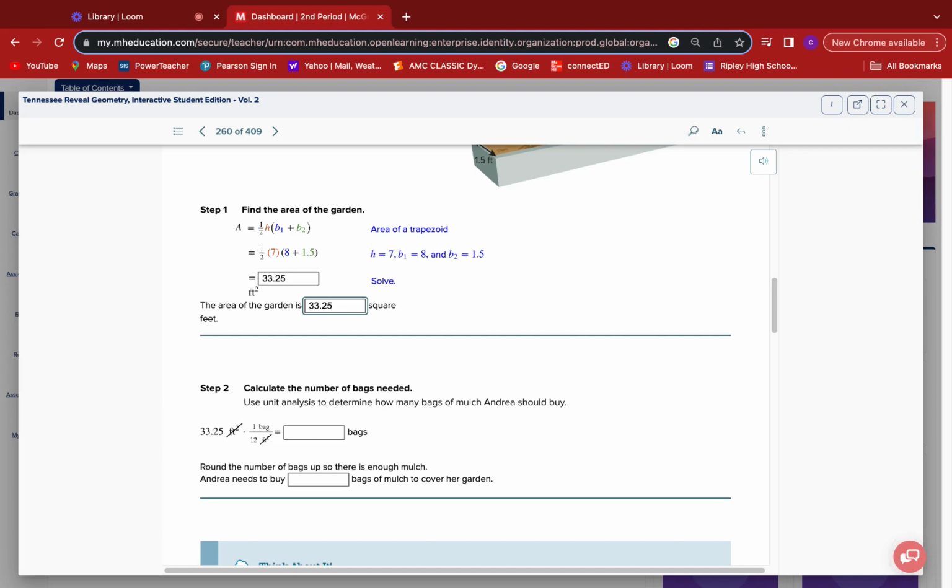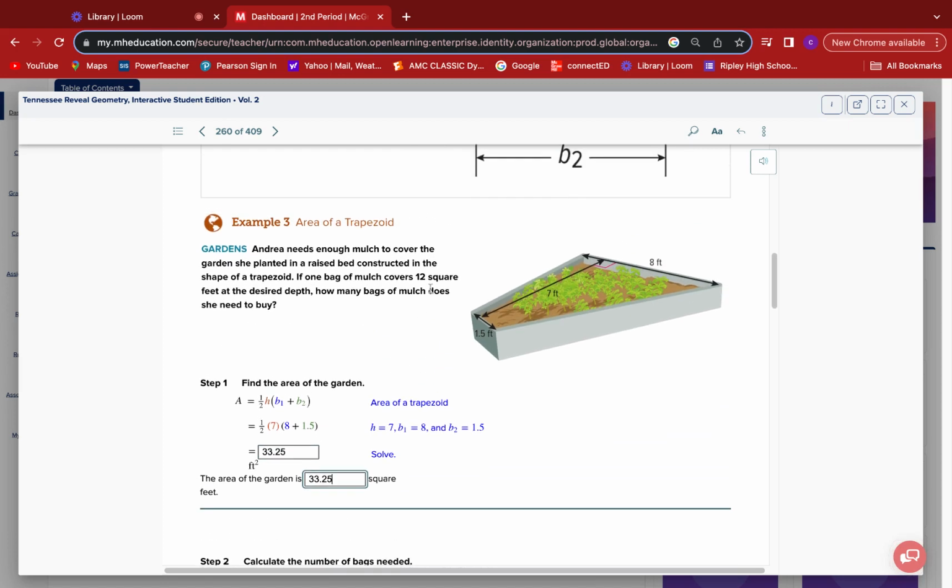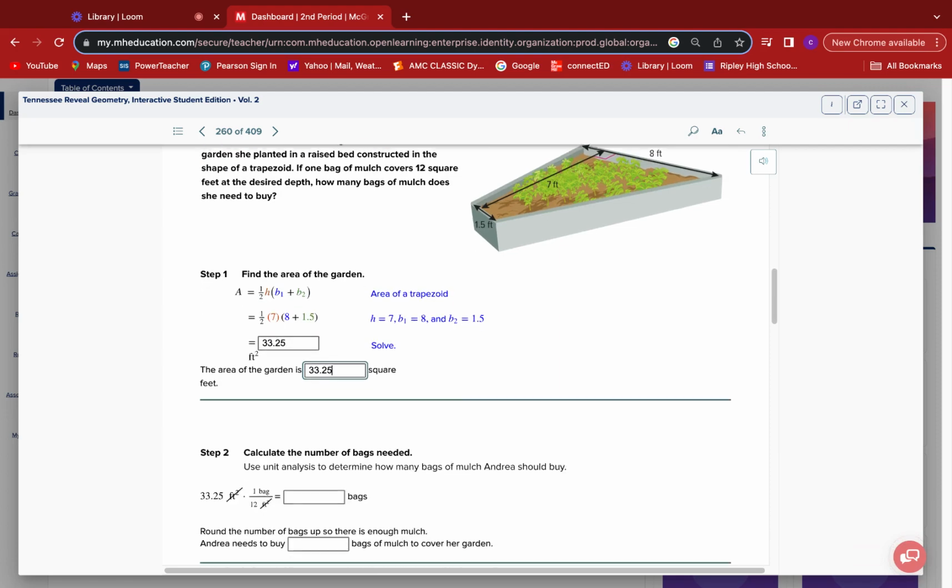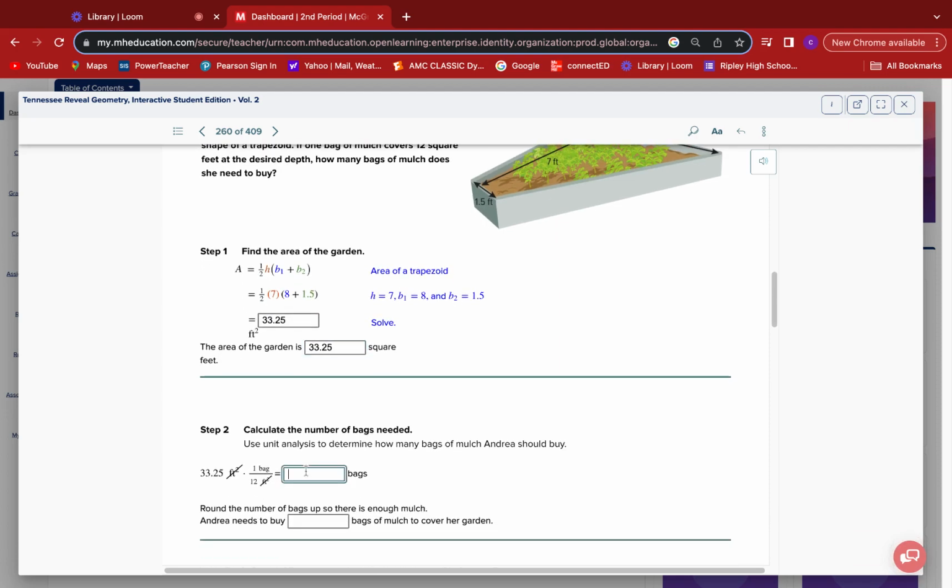Now, the second step is to calculate the number of bags needed. That means you're going to take the square feet and divide by the 12 square feet that they give us, because that's how much one bag covers. If we have 33.25 square feet and one bag covers 12, we need, of course, more than one bag. So we have to figure out how many that is. Take your 33.25, divide by the 12. And first off, I see it's 2.77083, and so on.